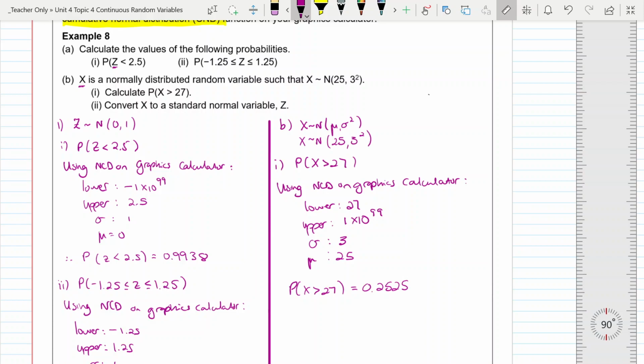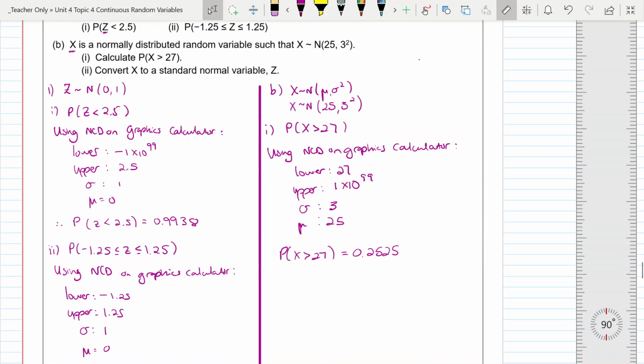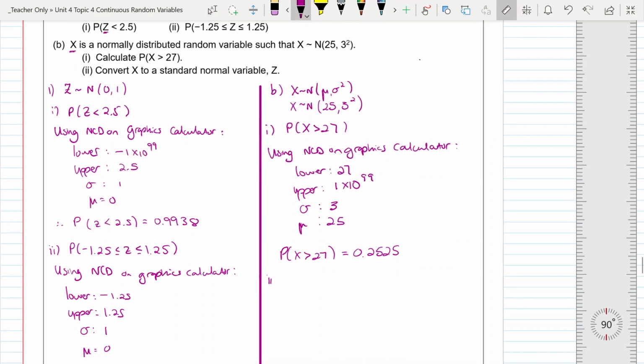Alright, now we have to convert X to a standard normal variable. And to do that, we use our formula. That is, Z is X minus mu over sigma. And we use the X value that we're working with at the time. So 27 minus 25 over 3. And that's equal to 2/3. So that tells us that our corresponding X value is 2/3 of a standard deviation away from the mean.